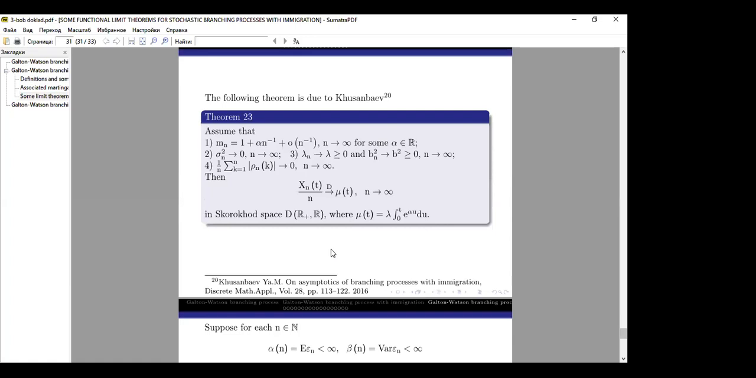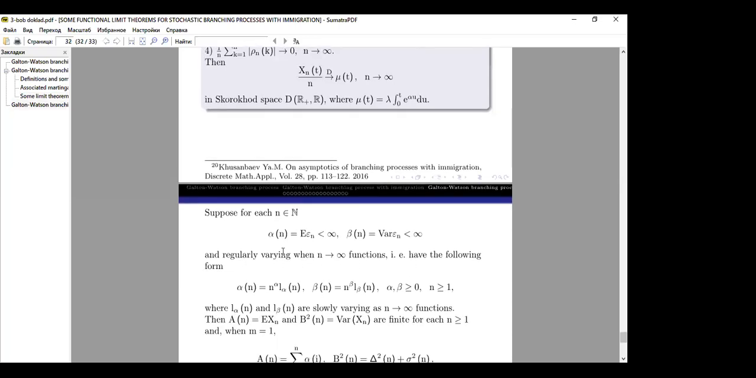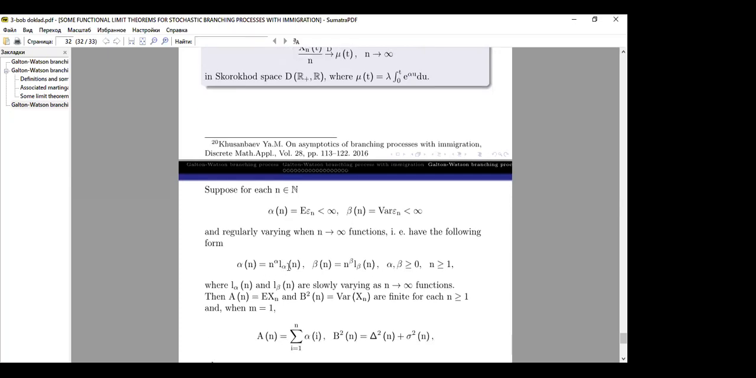Now I want to turn to this: what will be if we consider a non-identically distributed immigration process? Assume that for each n, the immigration random variables are non-identically distributed. So we define the expectation and variance of this process. We assume that they are finite and they are regularly varying functions, which have the following form, where L, alpha n and beta n are slowly varying functions in the Karamata sense.